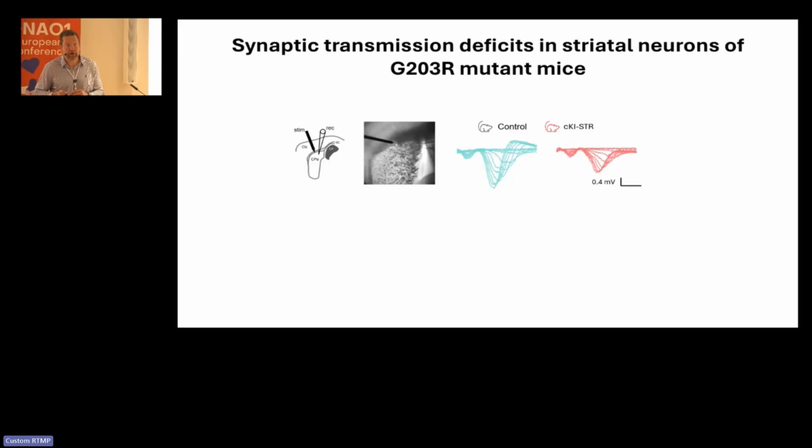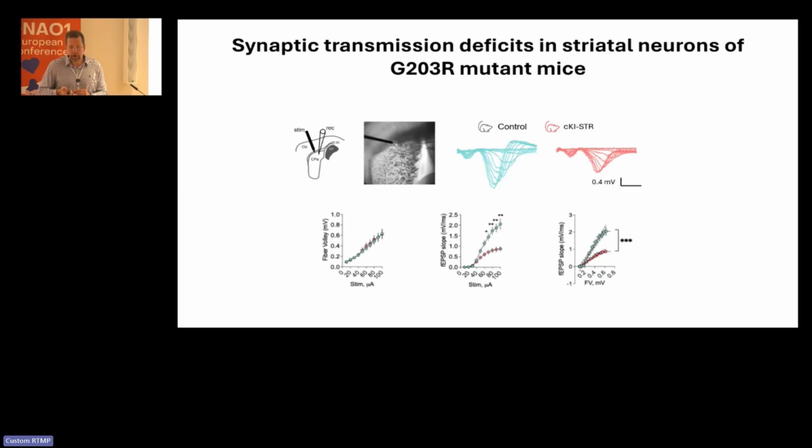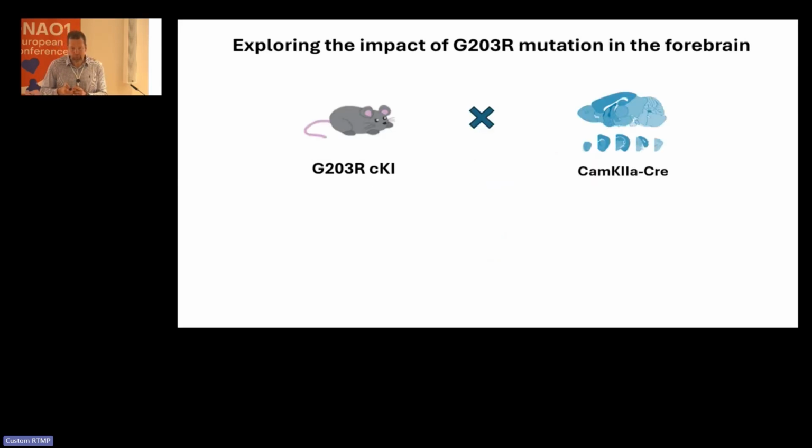We see a significant reduction in the synaptic transmission when G203R is knocked in the striatum, and that's quantification of this phenotype, a fairly remarkable loss of the synaptic transmission. All right, so what if we go now outside of the striatum? What if we now leave the striatum intact and knock in this mutation in, say, cortex and hippocampus?